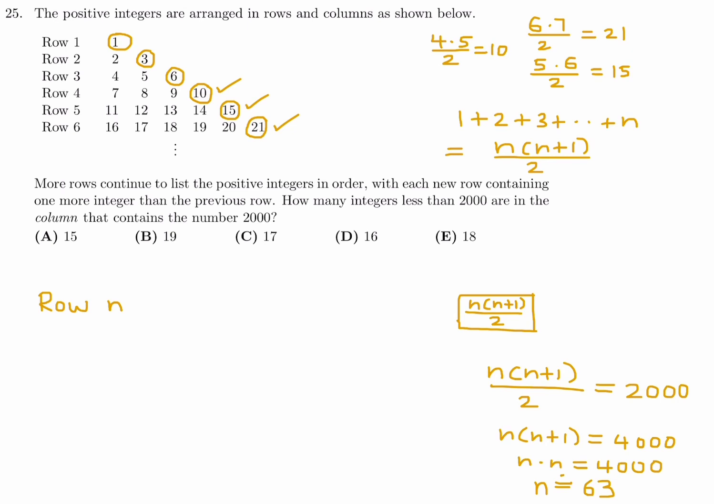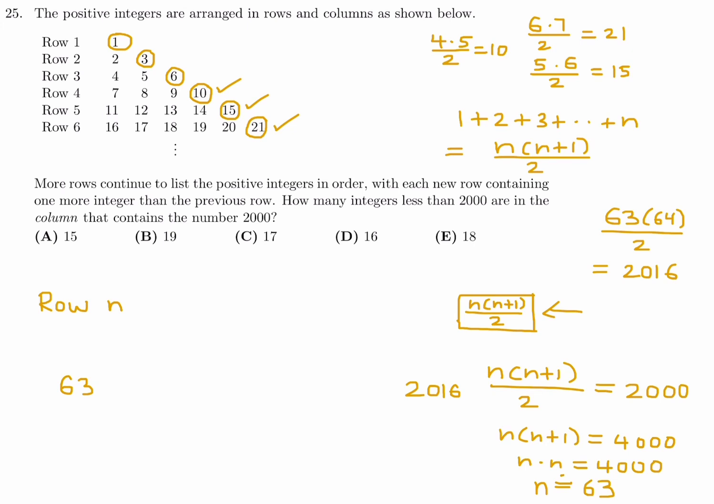So let's figure out a possible scenario. Let's say n is 63. If n is 63, then what is my last number? Well, I just use that formula. I get 63 times 64 divided by 2, and when you do, you get 2016. So that means in the 63rd row, the very last number is 2016. That's very helpful, because that means that the number 2000 is going to be in the 63rd row.